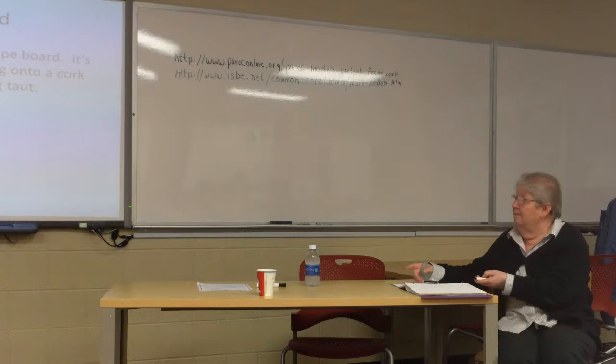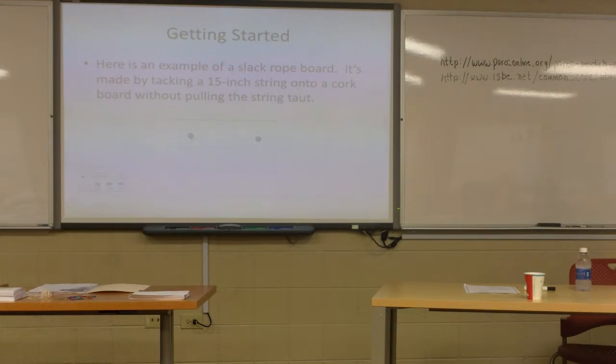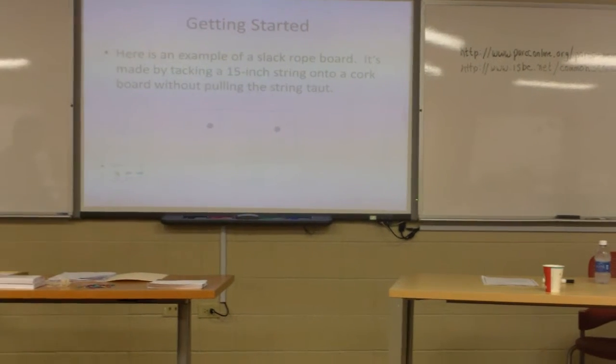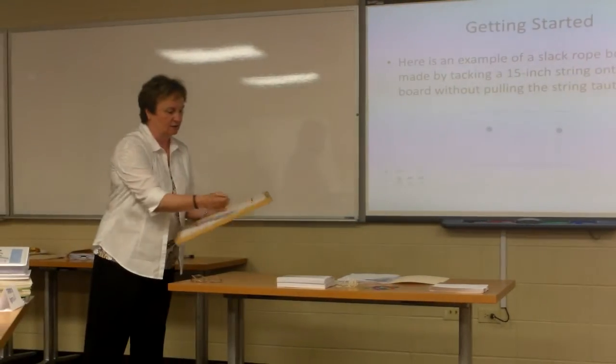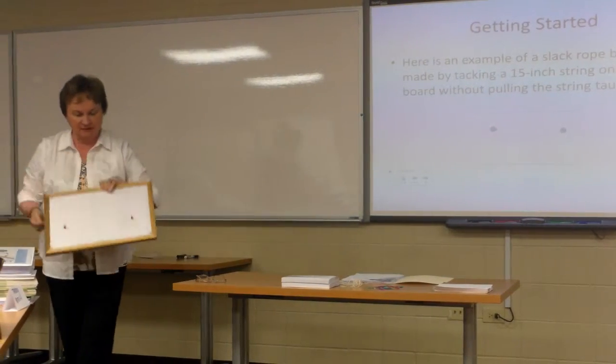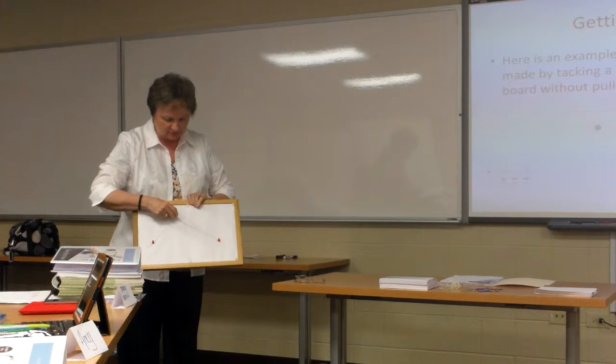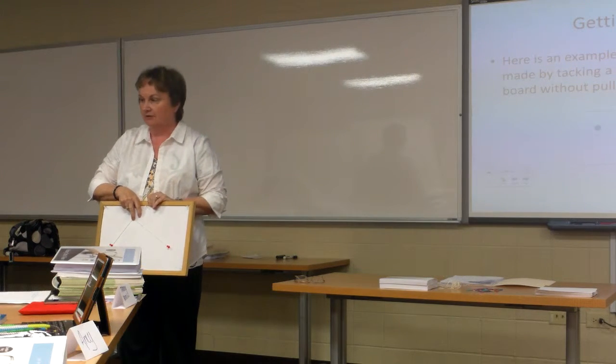Okay? So to get you started, I wanted to show an example of what I call a slack rope cord. It's made by tacking a 15-inch string onto a cork board without pulling it taut. So I've made this, and I've used this with eighth grade students in an exploration of function, actually.